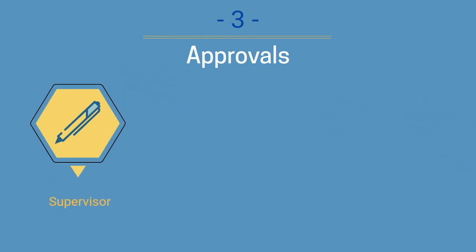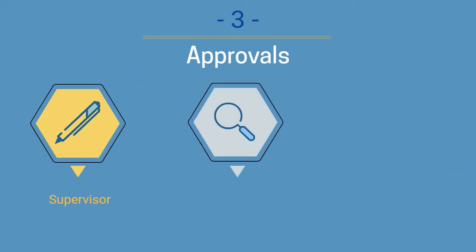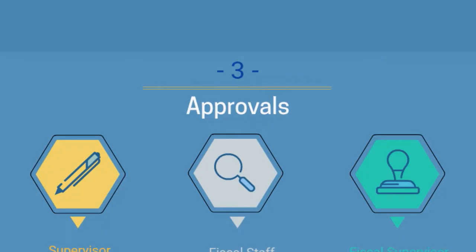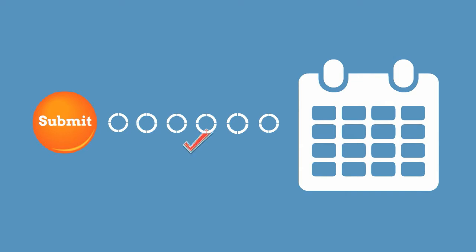There are three kinds of approvals that take place when you submit a reimbursement. The first is from your direct supervisor, as indicated on the payroll approval page. The second is when fiscal staff reviews the claim for accurate calculation and backup documentation. And finally, the fiscal supervisor provides the final payment approval. Once submitted, you can watch the submission acquire approvals and then see the payment get scheduled for the next off-payroll week.